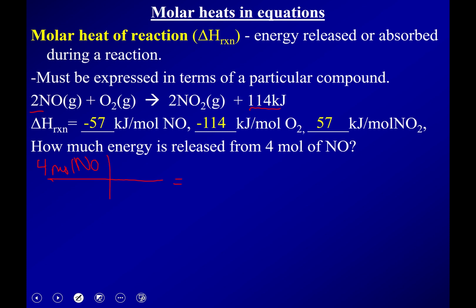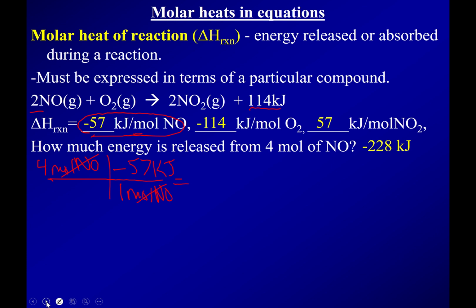Now, we need a conversion factor. Well, here's our conversion factor. Negative 57 kilojoules per 1 mole of NO. Well, we're going to go 1 mole of NO on the bottom. Okay, there's our 1 mole of NO. And then negative 57 kilojoules on top. Moles of NO cancel out. Okay, and we are left with our answer of negative 228 kilojoules. So you can take the delta H, the heat of reaction, and make a conversion factor out of it. You're going to be doing a couple of those. All right, let's do the next one here.